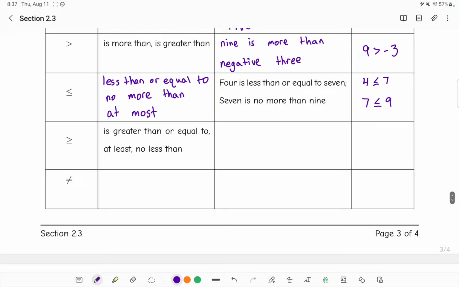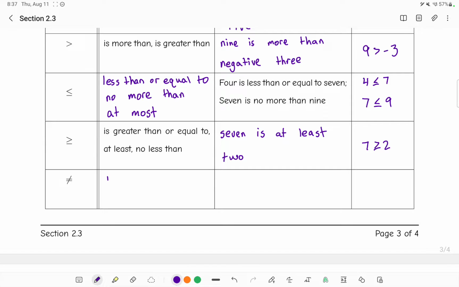Greater than or equal to has the keywords greater than or equal to, at least, and no less than. For example, 7 is at least 2. So that means 7 is greater than or equal to 2.